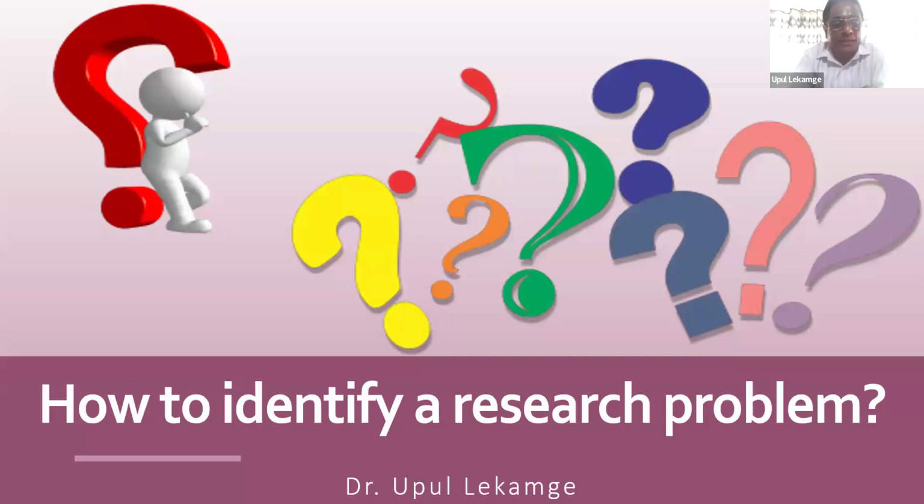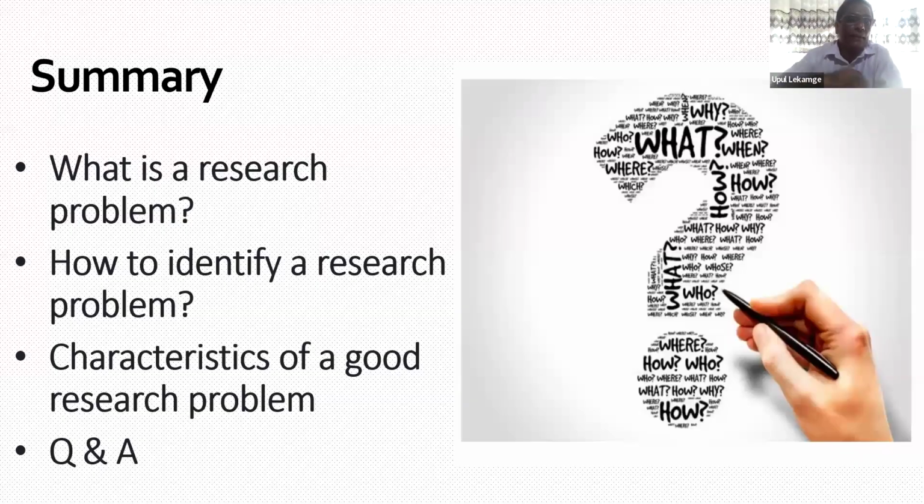So the topic today I am given to discuss within this 1 hour is how to identify a research problem. So my discussion today during this 1 hour, I summarize it like this. First, very briefly, I'm going to discuss what is a research problem. Then how to identify a research problem and characteristics of a good research problem. Then I'll leave, if time permits, for a very brief Q&A session.